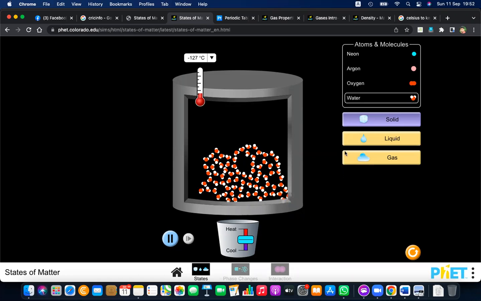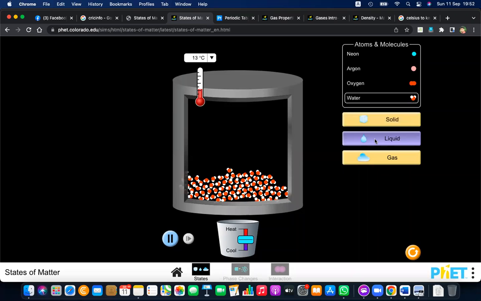That is solid. But in the liquid, you can see, here it can move to some other positions. There can be relative position changes.